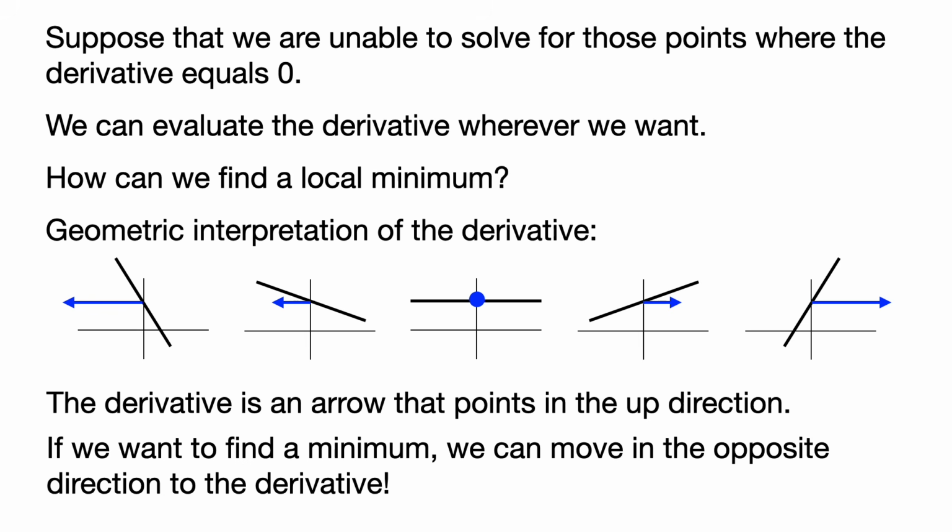So if we want to find a minimum, and we know the derivative points up, we could just move in the opposite direction to the derivative. Here's an example. I'm going to evaluate a function, which I'm not going to draw immediately. Here's its evaluation. We could evaluate its derivative as well. The derivative points to the left, and it's pretty large. So that tells us the function is going up pretty quickly, moving left from this point.